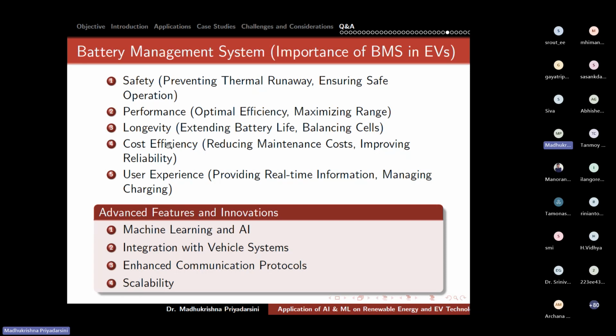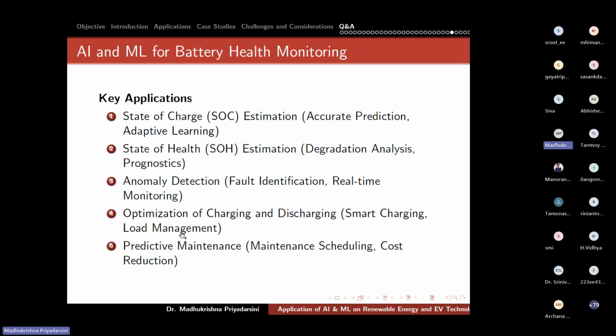These are the basic operations of the BMS. But for the advanced features, we are going to implement machine learning and AI inside the battery management system, and integrate it with the overall vehicle systems as well as the communication protocol, and finally it provides scalability to the BMS. In later slides we will discuss how it will be integrated and how overall vehicle management is done. The key applications of AI/ML in the BMS are these 5, and in these 5 areas only we are going to implement AI/ML.